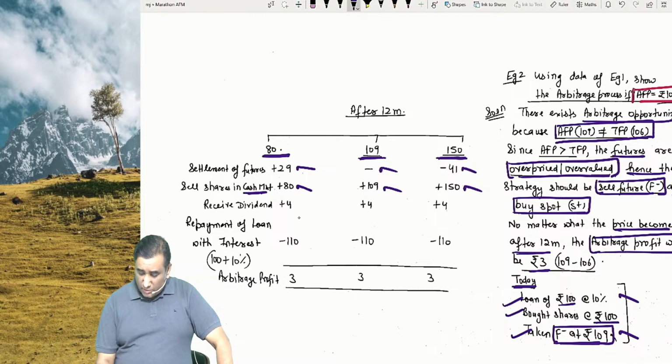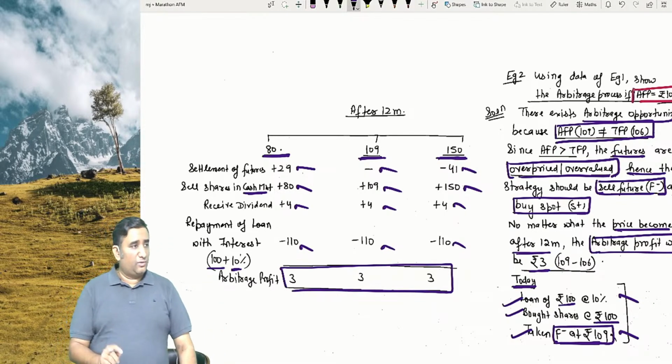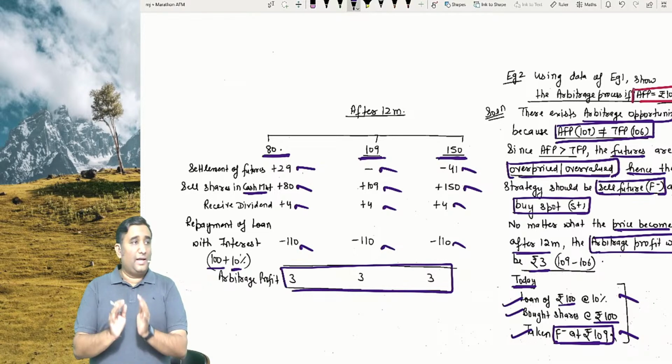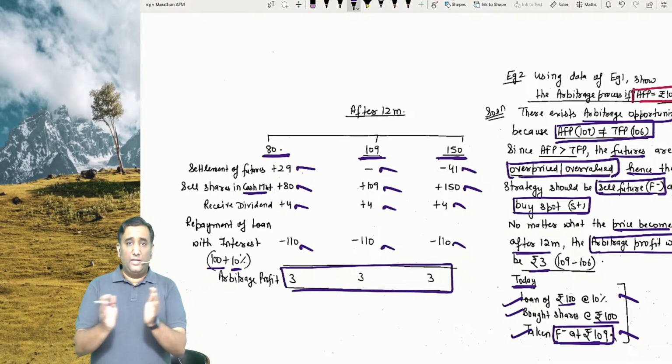Then, since you bought the share and we are expecting a dividend of 4, that is also a limitation of the method, because whether the dividend will come or not, we do not know. If we receive the dividend 4, 4, 4, and then you repay the loan, 100 plus 10% minus 10. And then check the arbitrage profit. Again, I am repeating how the steps were taken: by looking at the future price which was trading in the market versus what you calculated. If there is a difference, the difference of these two would be the answer.